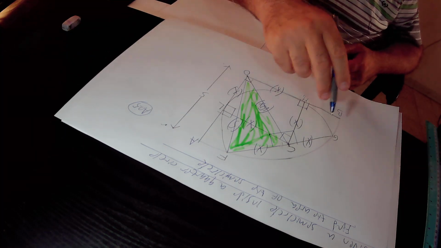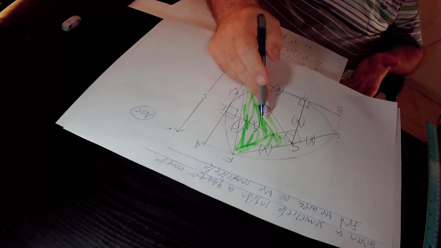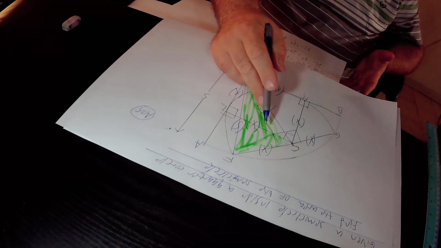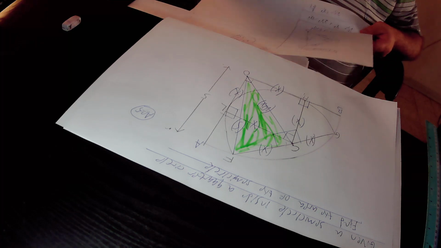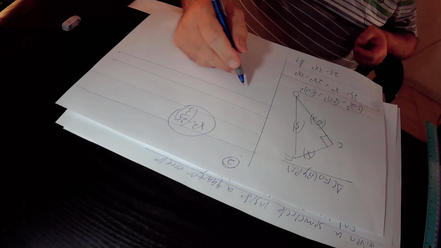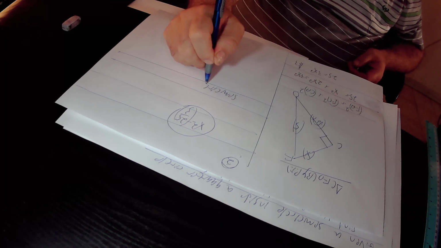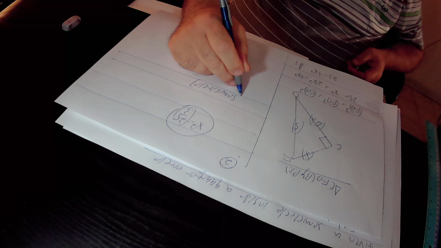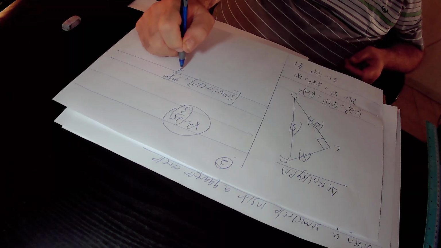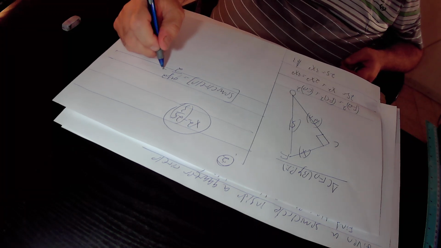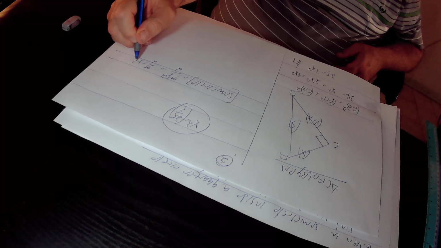Our mission is to find out the area of this semicircle. We know that the radius of this semicircle is x, and therefore the area of this semicircle must be equal to pi x squared over 2. So the area that we are looking for is pi x squared over 2, where x is the radius of the semicircle. So the area of the semicircle equals pi over 2 times x squared.